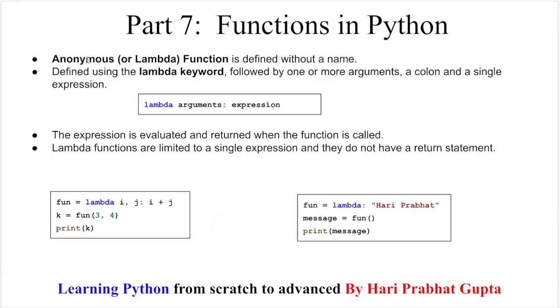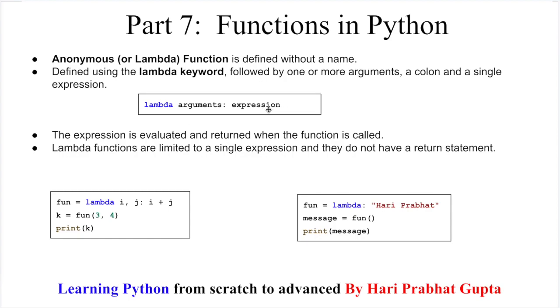Now let me talk about the anonymous function, also known as the lambda function, which is defined without a name, and is defined using the lambda keyword followed by the arguments and a colon, and then the function expression. The expression is evaluated and returned when the function is called. And the lambda function is limited to a single expression, not a complex one.